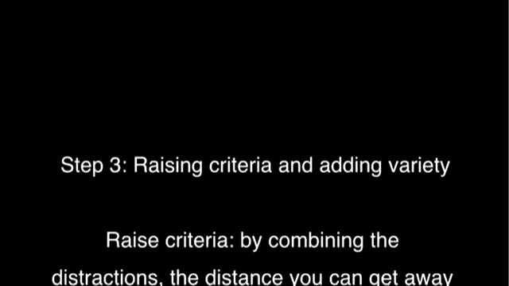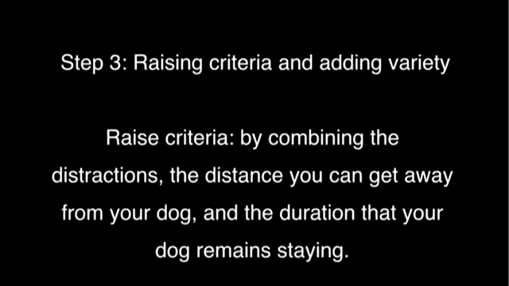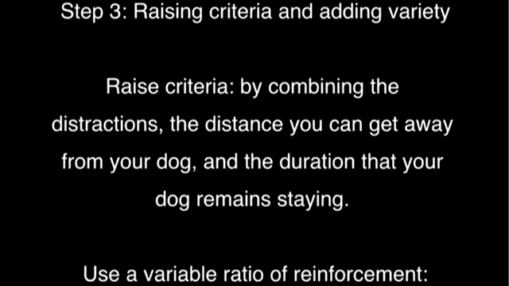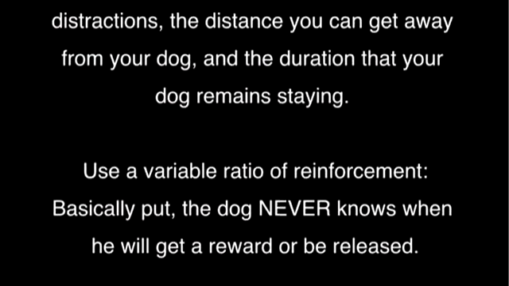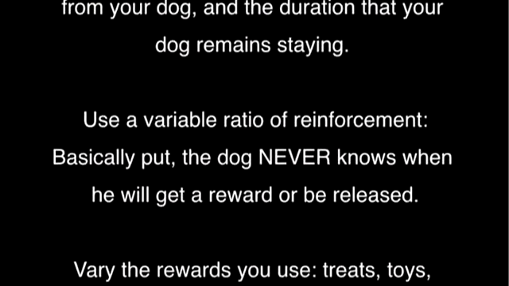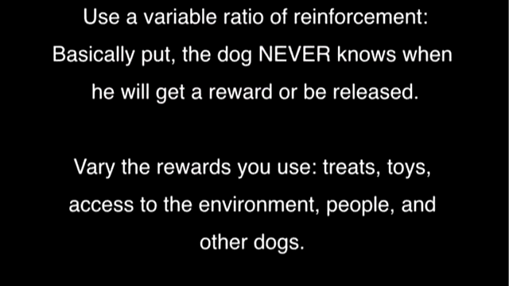Step 3. Raising criteria and adding variety. Raise criteria by combining the distractions, the distance you can get away from your dog, and the duration that your dog remains staying. Use a variable ratio of reinforcement. Basically put, the dog never knows when he will get a reward or be released.